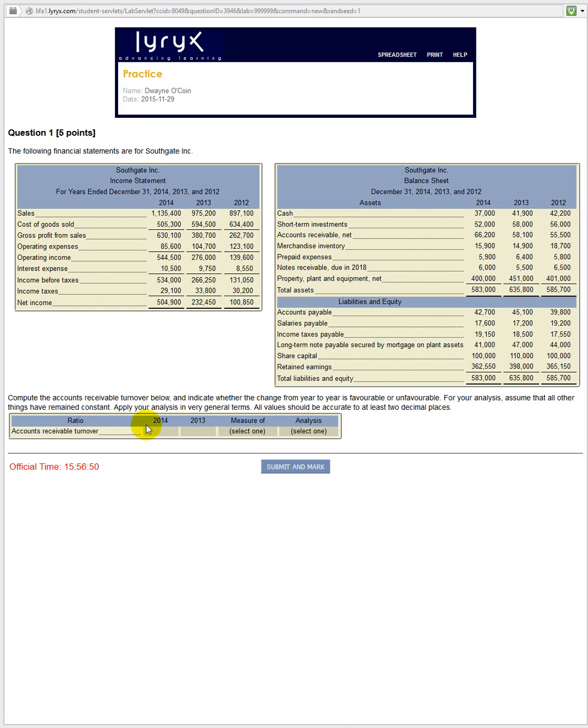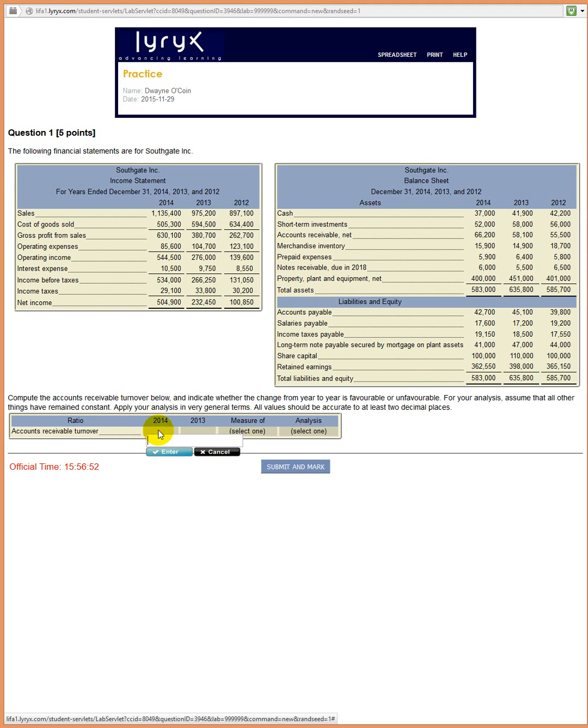So let's do the calculation. In 2014, our sales were 1,135,400, and we divide that by the average of the accounts receivable. There's a couple of ways we can do that. We can add them up and divide by 2, or we can divide each one by 2, and that's probably the quickest way to do it. So we're dividing each one by 2. That gives us the 18.27 accounts receivable turnover.